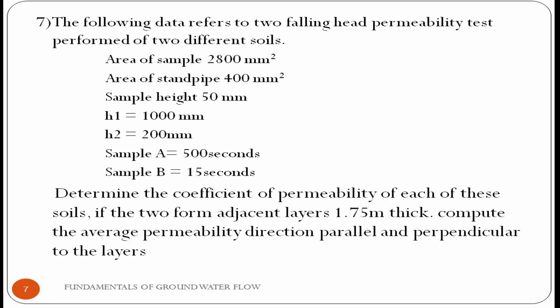So one more problem is here. The following data refers to two falling head permeability tests performed on two different soils, that is area of sample, standpipe, sample height is given here. H1 is 1000 mm, H2 is 200 mm, time for sample A is 500 seconds, sample B is 15 seconds. We have to determine the coefficient of permeability of each of the soils if the two form adjacent layers 1.75 thick. Compute the average permeability in the direction parallel and perpendicular to the layers.